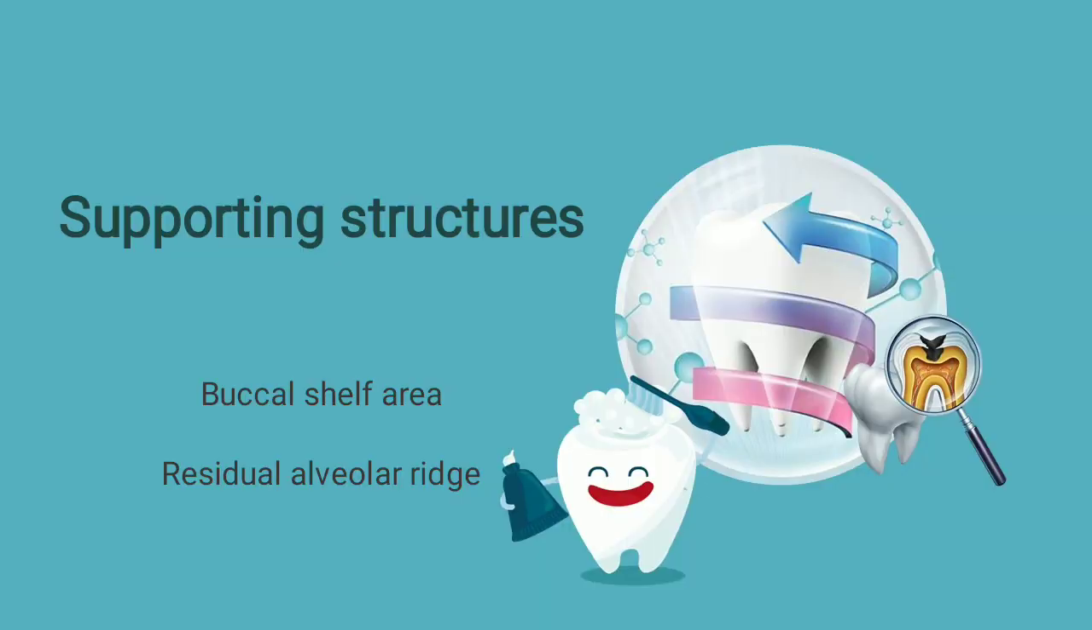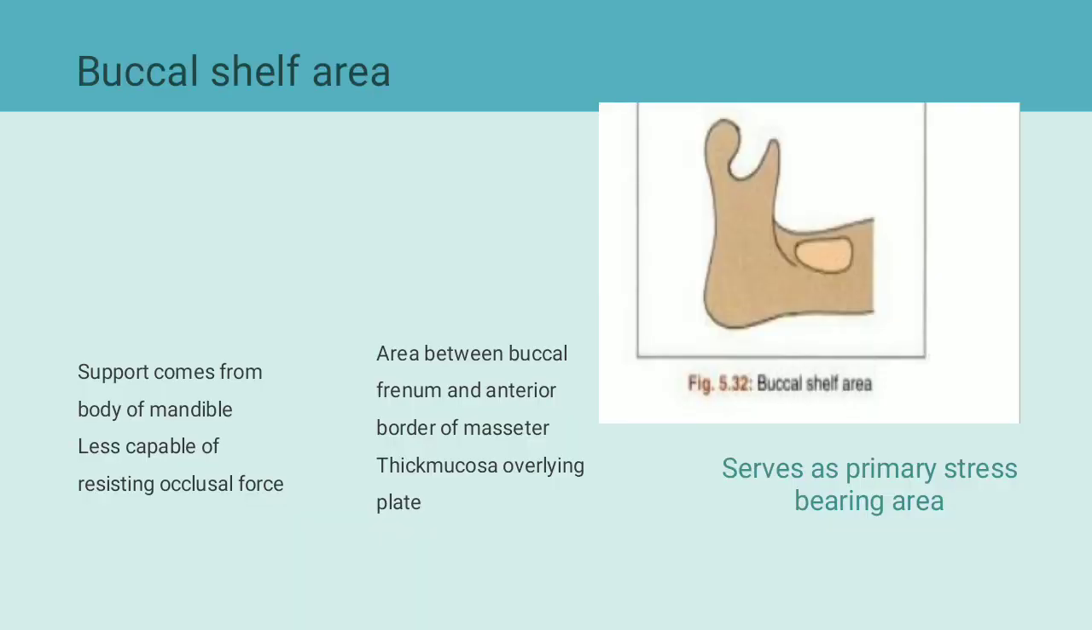Next one, the supporting structures. Actually, we saw before the limiting structures, that is labial frenum, labial vestibule, buccal frenum, buccal vestibule, lingual frenum, retromylohyoid fossa, retromolar pad, retromolar papilla, and alveololingual sulcus. Next, we go into the supporting structures. Only two are involved here: buccal shelf area and residual alveolar ridge. In the buccal shelf area, the support comes from the body of the mandible.